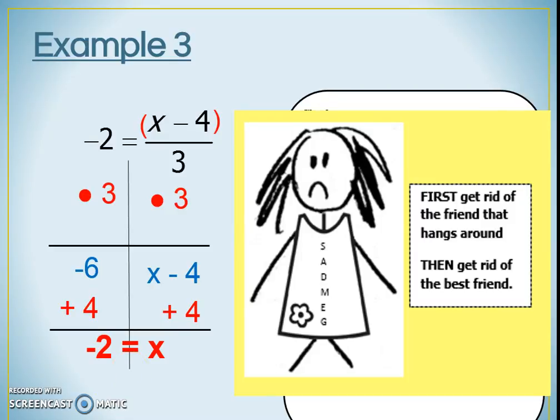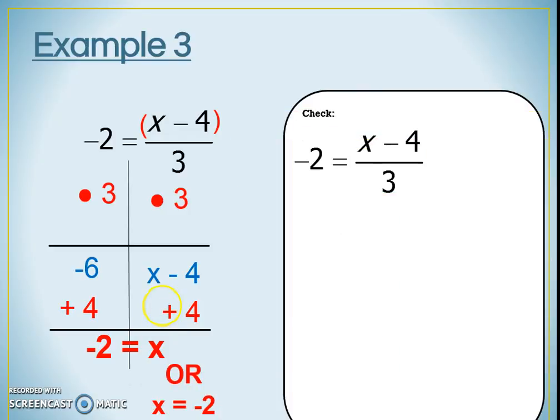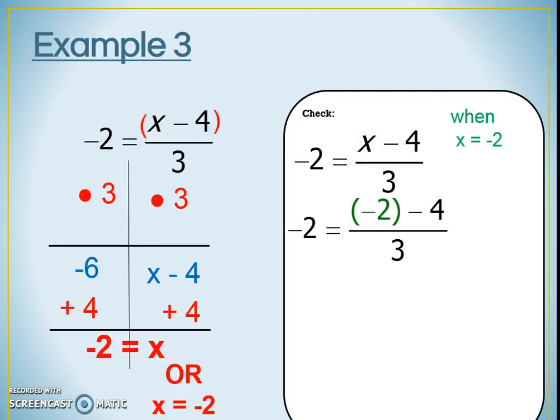Now to make sure that we've done this complex problem correctly, we're going to go back and check our work. So we're going to substitute for x, negative 2. We discover that negative 2 equals negative 6 divided by 3. We get that negative 2 equals negative 2. Yes, our answers are equal. We know that we have this problem correct. All right, let's move on to our last example.